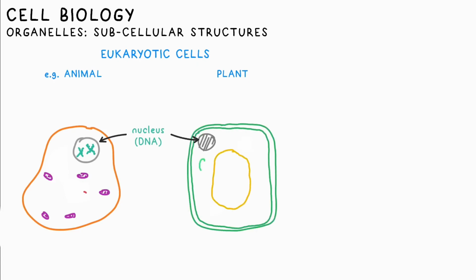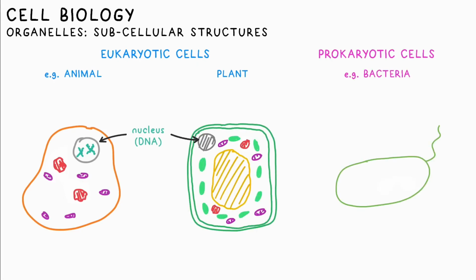Eukaryotic cells have a nucleus in which their DNA is found. That's your plant and animal cells, for example. Prokaryotic cells don't have a nucleus, and their DNA is found in a ring called a plasmid. Both eukaryotic and prokaryotic cells contain similar organelles or subcellular structures.